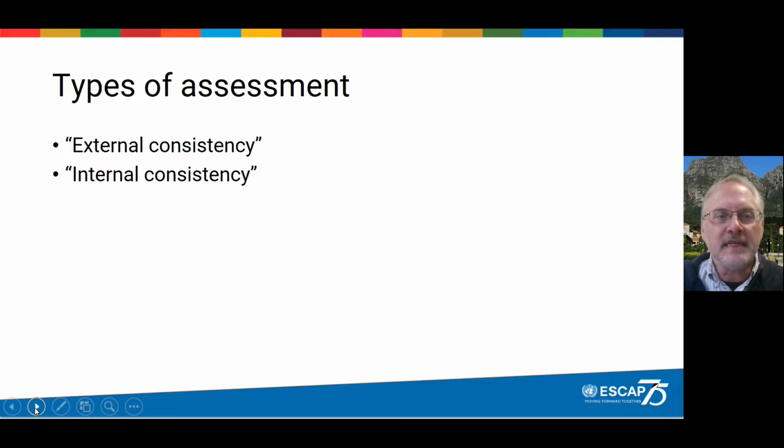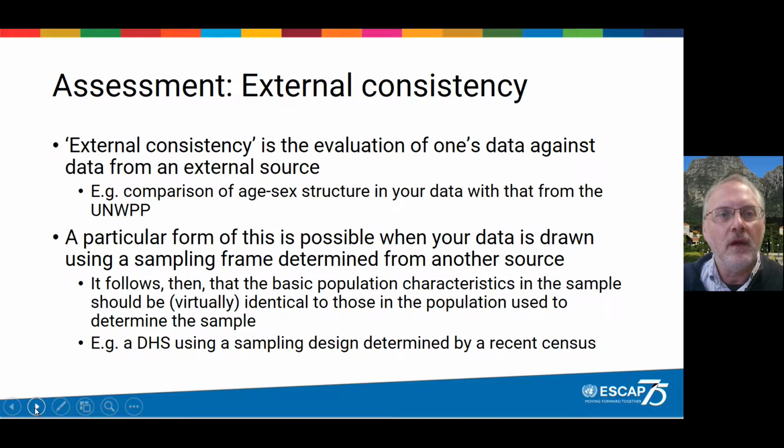When we're thinking about types of assessments, of what classes of tools might exist to assess your data, we draw a distinction between what we call external consistency and internal consistency. External consistency is the evaluation of one's data against data from a source other than your own source of data. For example, you might want to compare the age-sex structure in your data with that from the UN World Population Prospects, which is a national level set of population projections produced every 2 years by the United Nations Population Division.